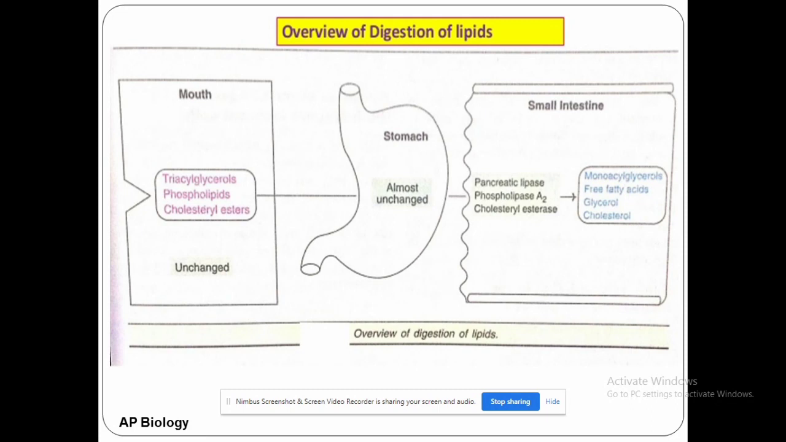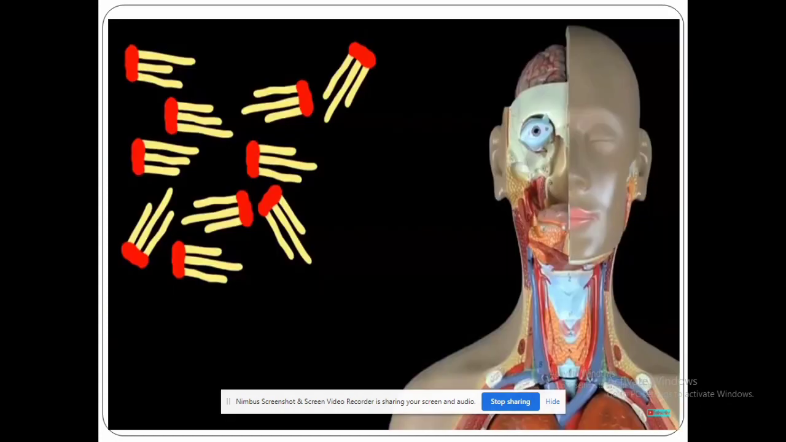Then the digestion, we will learn digestion of lipids step by step. First we will learn how the digestion of lipids takes place in the mouth. Now in this figure you see you have taken the fat molecule, that is triglyceraldehyde.